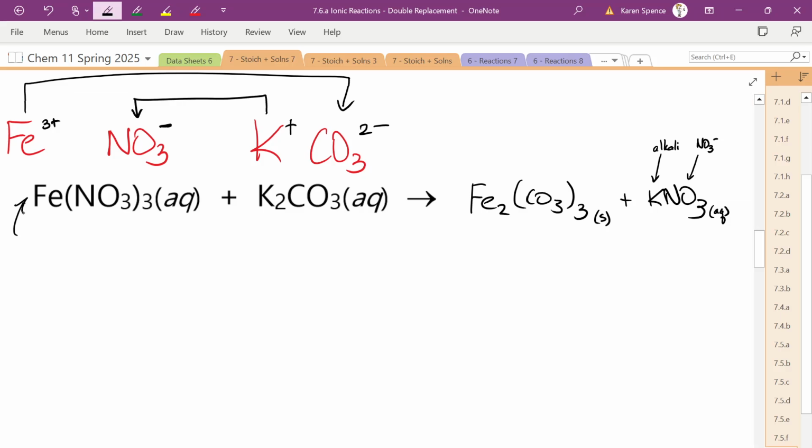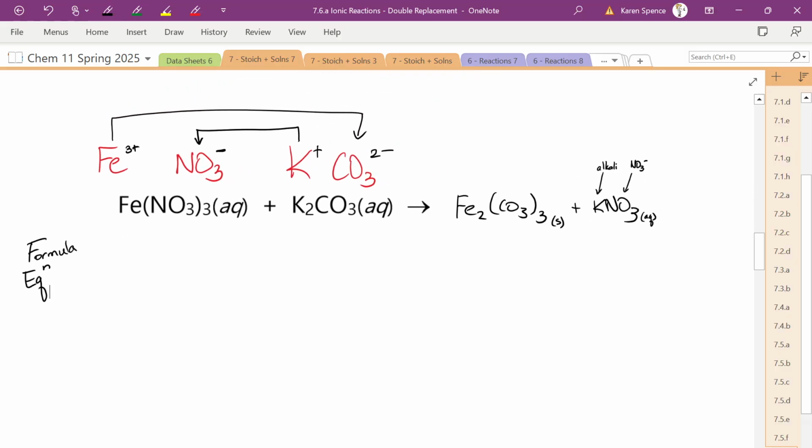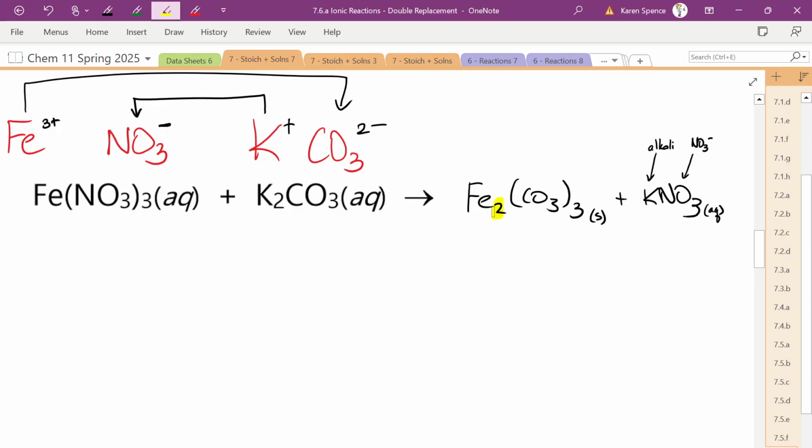This here is the formula equation. But it's unbalanced right now. So let's balance this puppy. Remember, you probably want to balance your most complex compound first. So we have 2s and a 3 here. That is our most complicated compound.